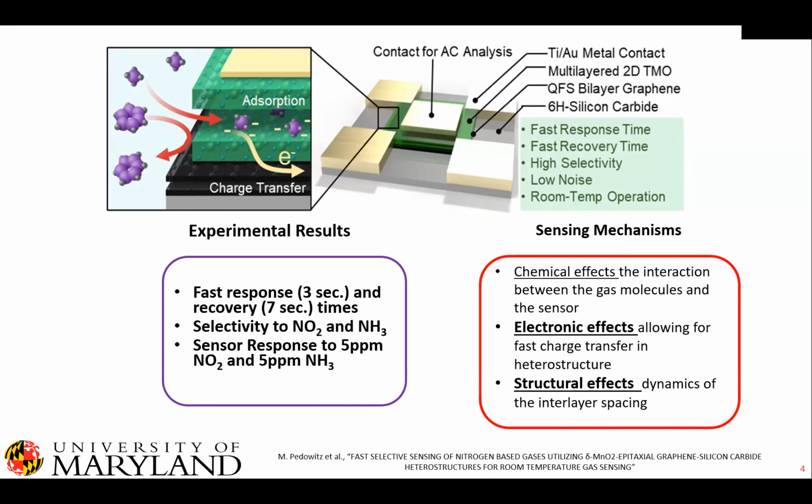The two main sensing mechanisms that I am focusing on in my COMSOL models are electronic effects and structural effects. The electronic effects show the fast charge transfer within the heterostructure, which has a high carrier mobility due to the built-in potential. The structural effects show the interlayer spacing, which I will later show you in the manganese dioxide layer.